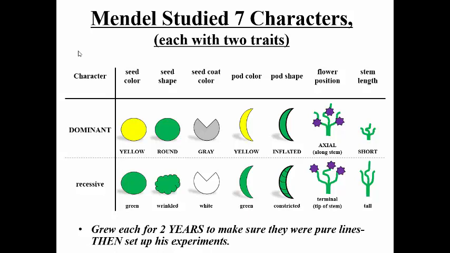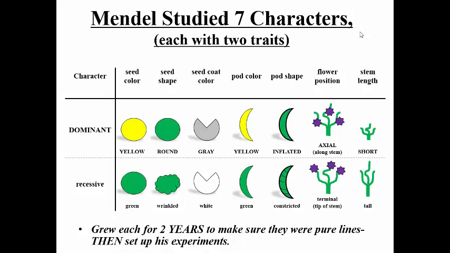Okay, so Mendel grew these peas for 2 years to make sure they were pure lines. Pure lines means that they only yield the same type of offspring that they are. So in other words, if you had yellow seeds, all the offspring would have yellow seeds. If you had green seeds, they'd all be green. Pure lines mean they only produce the same type of offspring as themselves.